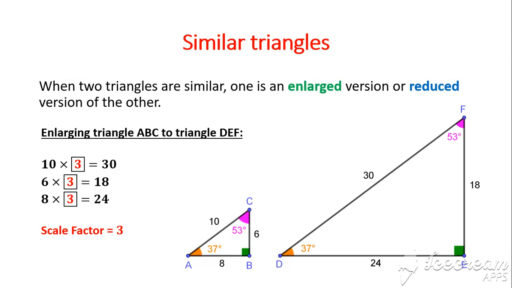Now, a scale factor of 3 means it's 3 times bigger. A scale factor of 5 means it's 5 times bigger. A scale factor of 1/2 means it's half as big, so everything's reduced by a half.